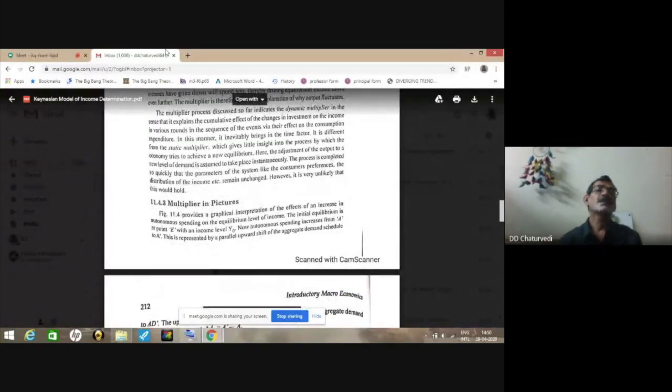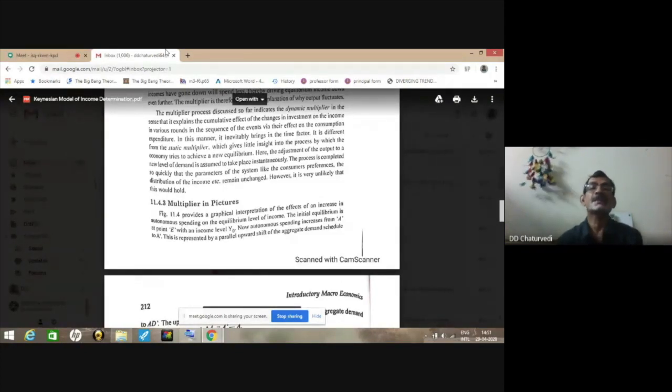Whatever multiplier we have studied so far is actually showing the dynamic multiplier. Dynamic multiplier means it explains the cumulative effect of change in investment or autonomous expenditure on income in different rounds. This is explained through a sequence of events via their effects on consumption expenditure. If you want to study it again, you can go back to the table in which I explained the same.